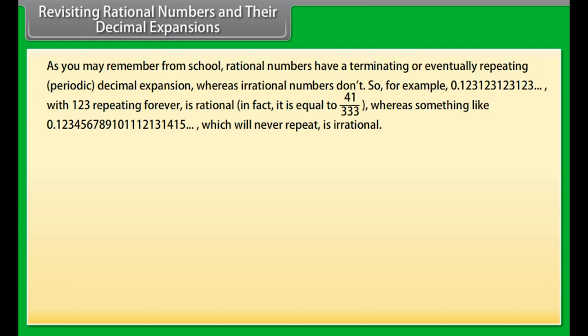So, for example, 0.123123123123, and so on, with 123 repeating forever, is rational. In fact, it is equal to 41 upon 333. Whereas something like 0.123456789101112131415, and so on, which will never repeat, is irrational.